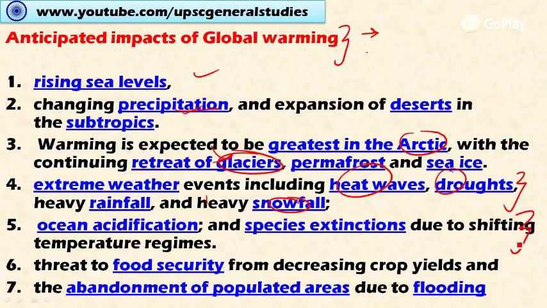Certain species are adjusted to certain climatic conditions. If there is a temperature fluctuation, then that will result in species extinction. And it is more serious in the case of oceans, because the ocean has a balanced temperature since the specific heat of water is very high. So even a slight fluctuation in the temperature of the ocean leads to extinction of the oceanic species. There is also a threat to food security from decreasing crop yield because of the temperature and climatic variations, and abandonment of populated areas due to flooding. As I mentioned in that video, most of the populated and well-developed cities are located on the coastal areas, adjacent to oceans, like Mumbai, Kolkata, New York, Tokyo, Beijing. So this leads to abandonment of populated areas due to flooding and other climate related events. These are the anticipated impacts of global warming.